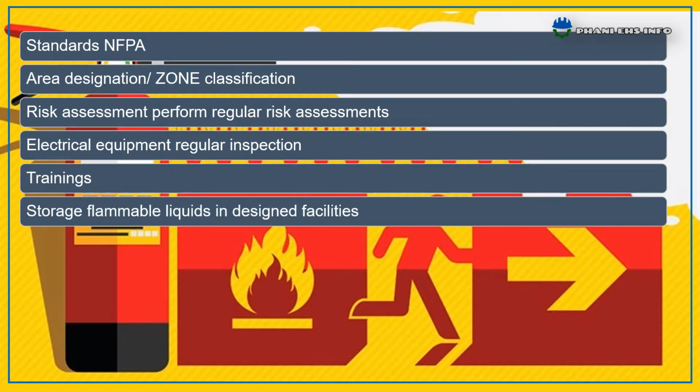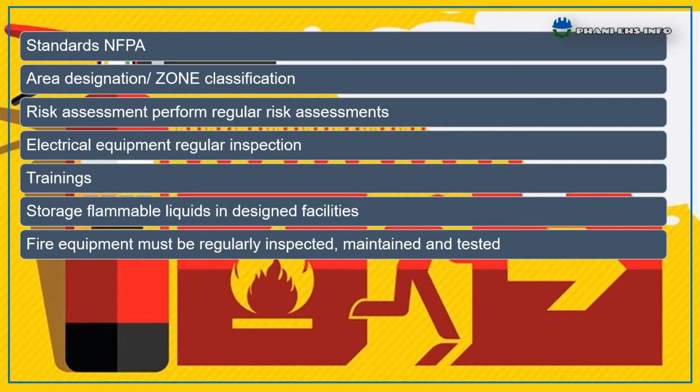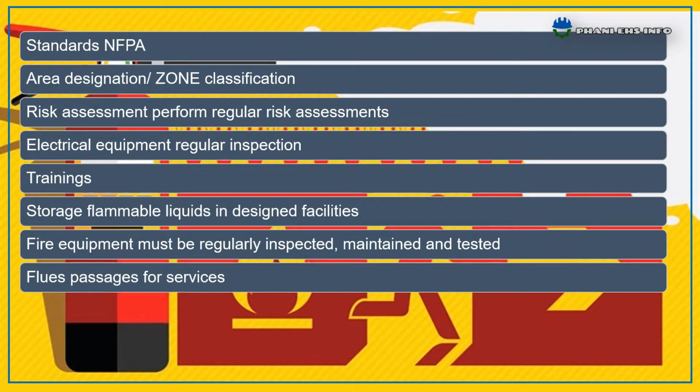Storage: flammable liquids in properly designed storage facilities, bulk quantities in fixed, bunded, adequately spaced tanks. Fire equipment: fire sprinkler systems, fire alarms and firefighting equipment must be regularly inspected, maintained and tested. Portable extinguishers to have designated locations and be of the correct type.